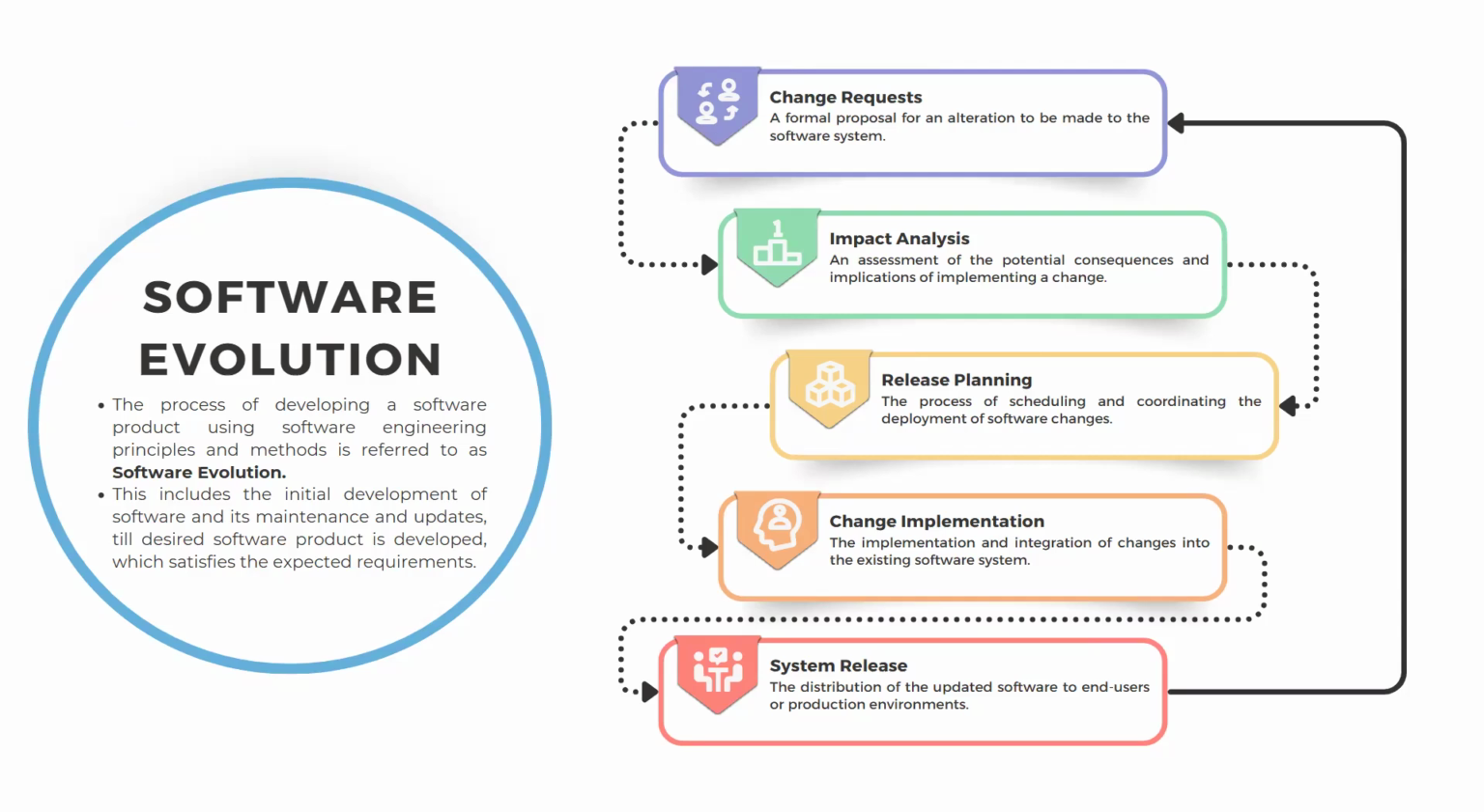Once this release planning is done, it goes to the implementation, or we can also say changes in the implementation, if the software has some changes. And finally, the system is released to the end user. And while it is released to the end user, it may happen that this end user may face some bugs or issues while running this software.